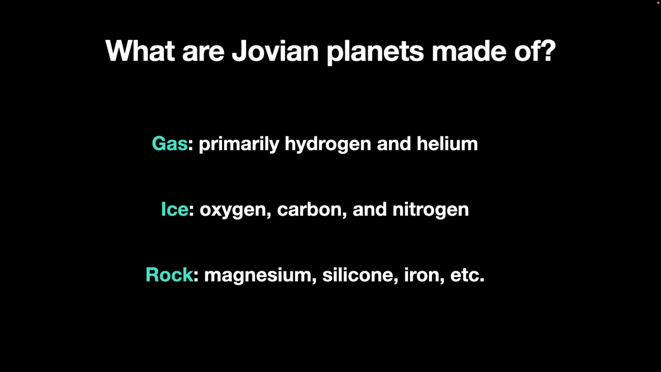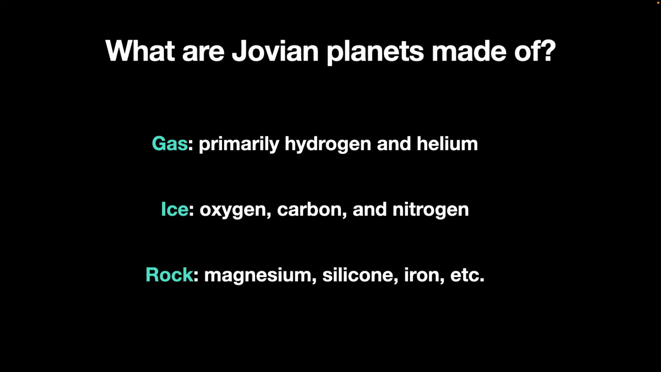Jovian planets are quite different in structure and composition compared to the terrestrial planets. They are mostly made up of hydrogen and helium, but there's also some ice and rock. So we have to be careful here when we're talking about gas, ice, and rock in the context of Jovian planets. A gas in this context is primarily hydrogen and helium, the two most common elements in the universe.